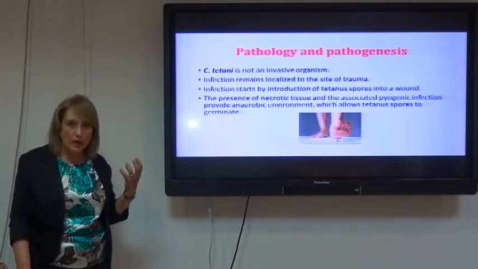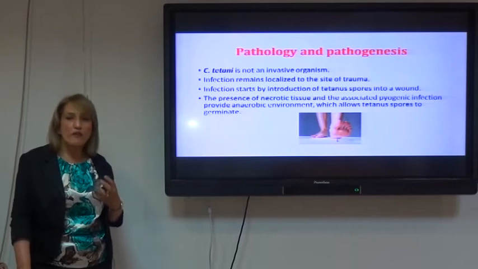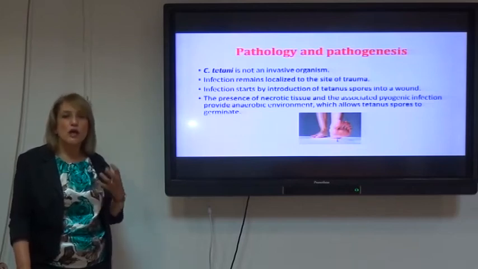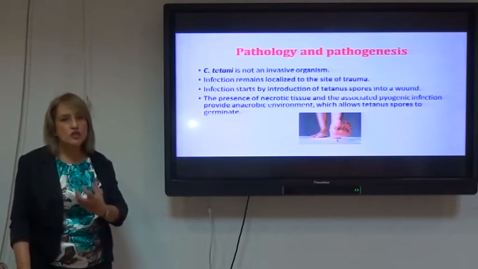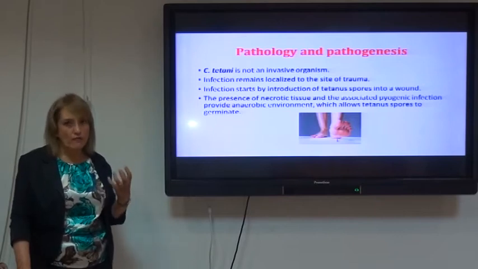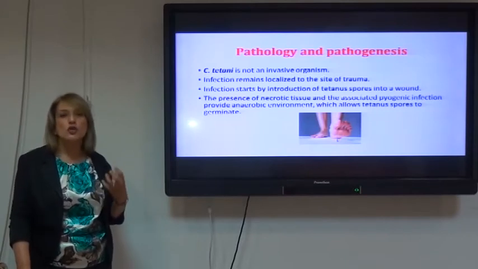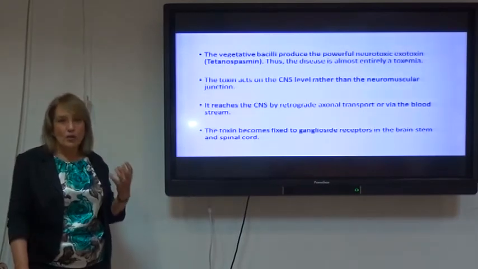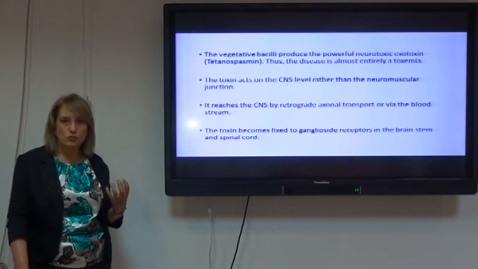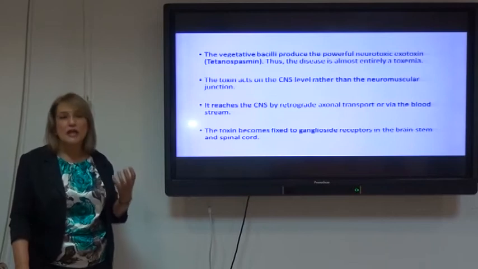They will transform the environment of the wound from an aerobic one to an anaerobic one, which is favorable for the Clostridium tetani spores to be transformed from the spore form to the vegetative form. So this anaerobic environment generated by the associated pyogenic infection will allow the tetanus spores to germinate. The vegetative bacilli, once produced in the wound, will produce the powerful neurotoxin known as tetanospasmin.